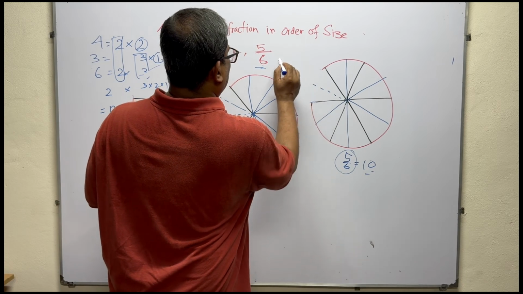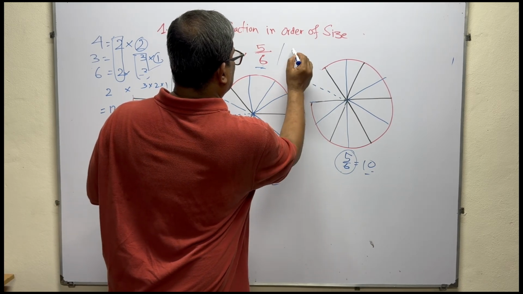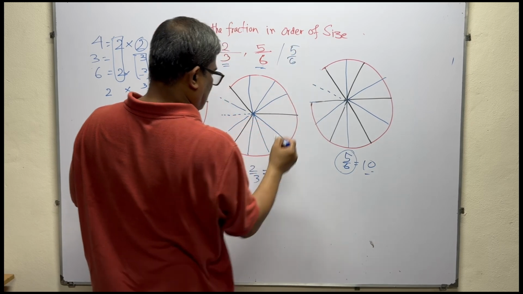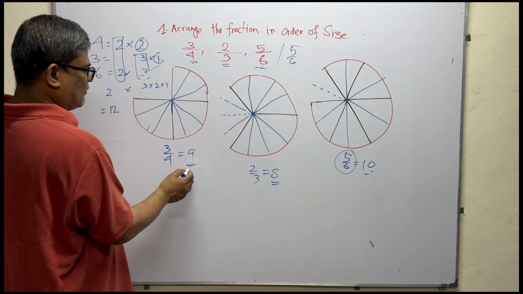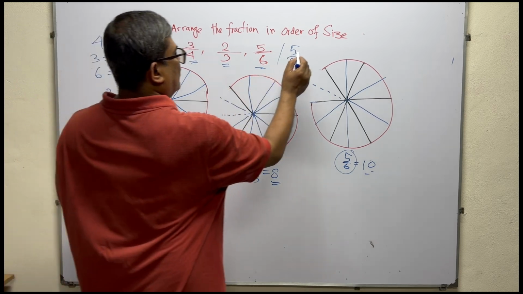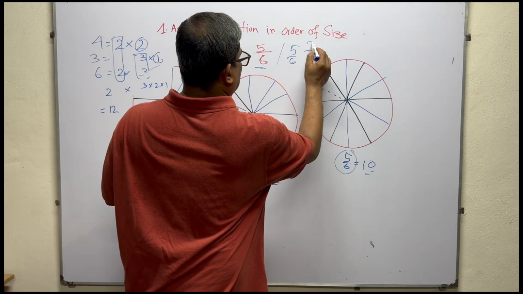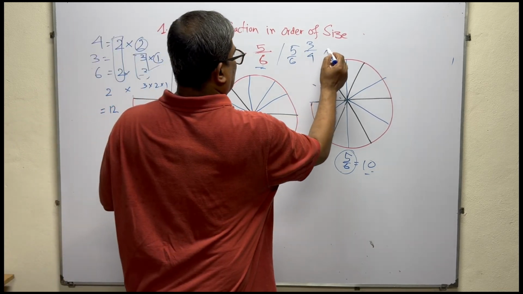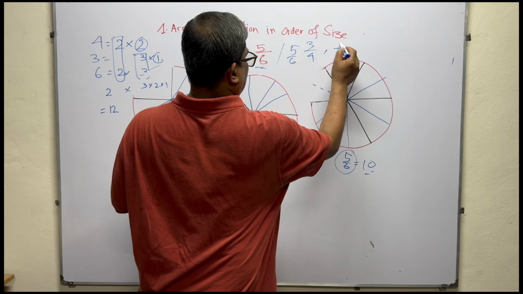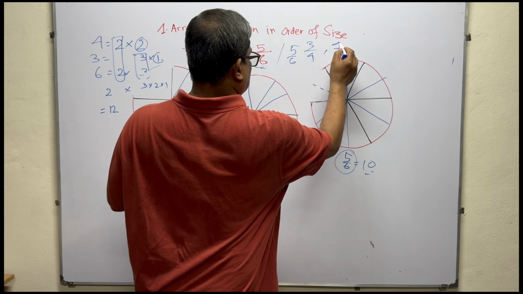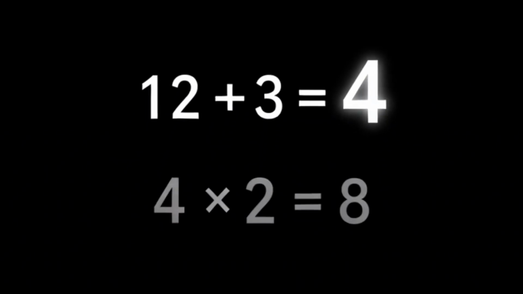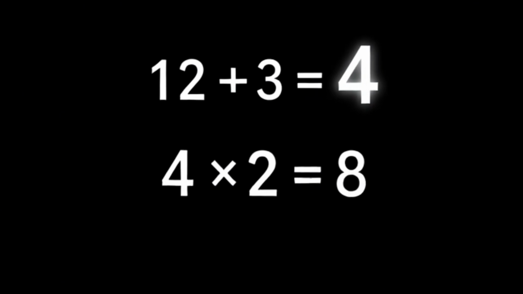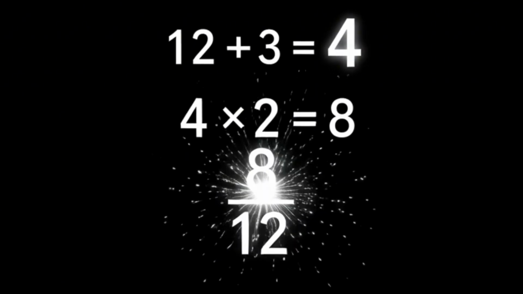So we can write over here 5 by 6 first. Then I'm getting 9 pieces from the 3 by 4, so we write 3 by 4. Then 8, 2 by 3. 12 divided by 3 is 4. 4 times 2 is 8. So, 2/3 equals 8 over 12.